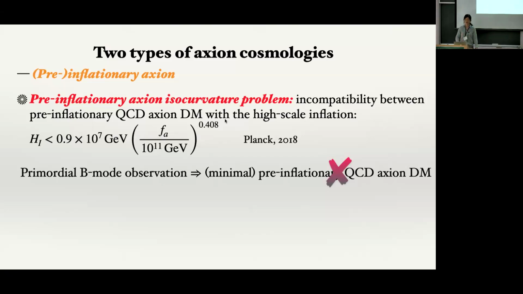From the observational point of view, this means if we observe a primordial B mode, as predicted by high-scale inflation, we would actually rule out the minimal pre-inflation QCD axion as the dominant component of dark matter.